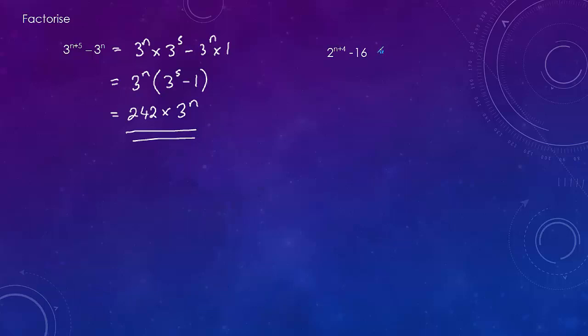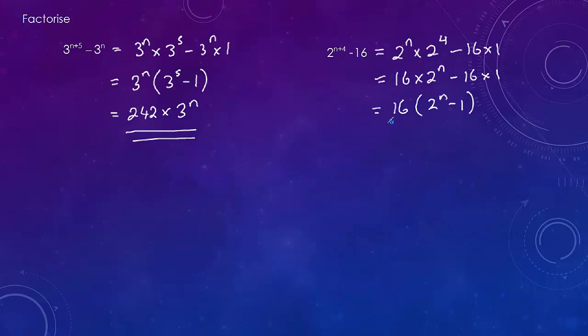We can do the same sort of thing here. So 2 to the n plus 4 can be split to 2 to the n multiplied by 2 to the 4. And then we've got take away 16. And I'll write that as 16 times 1. You'll see why in a second. Because 2 to the power 4 is 16. So I've got 16 multiplied by 2 to the n, take away 16 times 1. And that means I have a common 16. Open a bracket. And then we've got 2 to the n, take away 1.